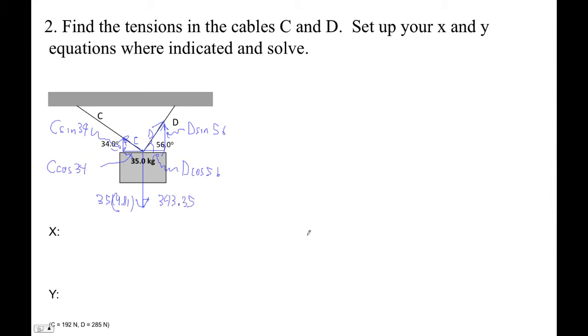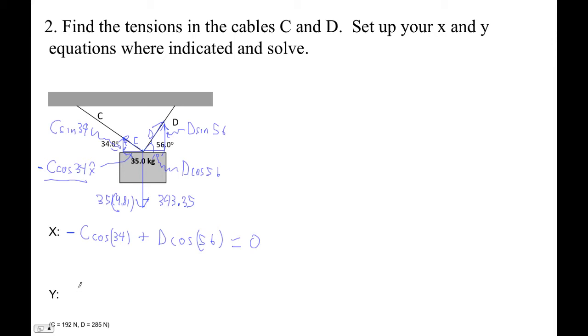All right, so let's set up our equations here. In the x direction, we've got this guy acting in the negative direction, so we've got negative c cos 34, and then we've got positive d cos 56. And that's all there is in the x direction, so that adds up to 0.